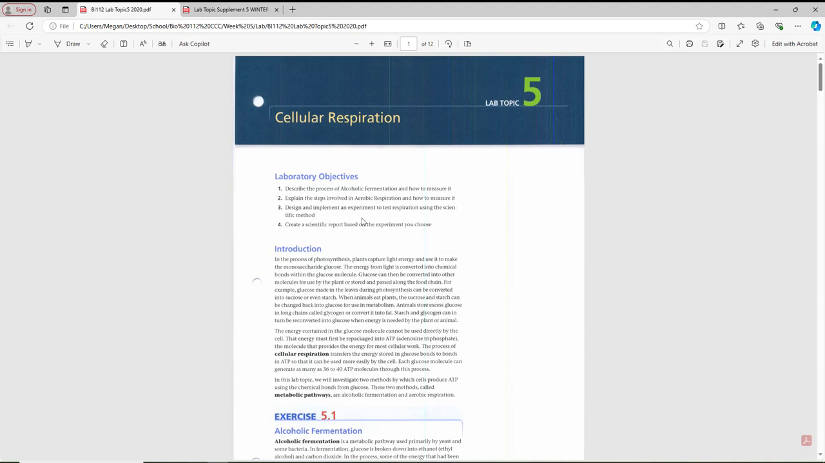Throughout this lab topic, you will be able to describe the process of alcoholic fermentation and how to measure it. We've been talking about alcoholic fermentation in the lecture portion, so this will give us an opportunity to actually do an experiment on it. We're going to be working with yeast in a closed system, so there won't be oxygen present, basically causing the yeast to undergo alcoholic fermentation.